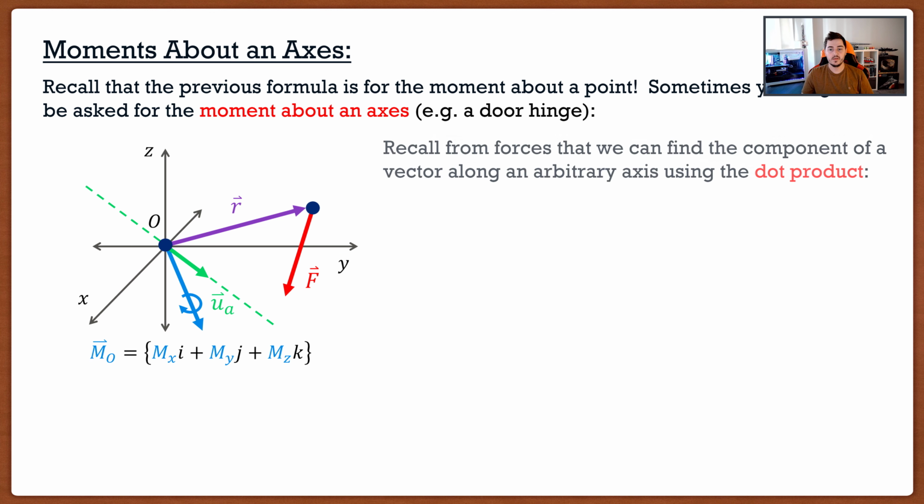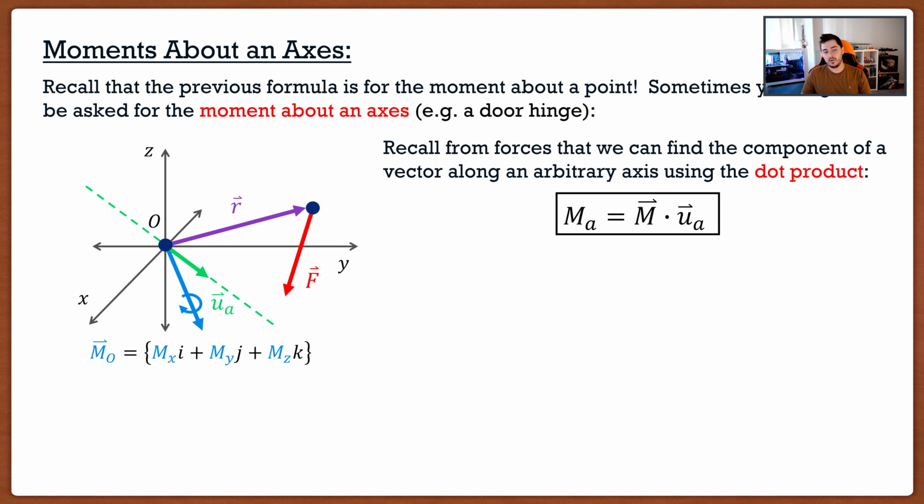Same as projections. So recall that from before, we can use dot product to find the component of a vector in an arbitrary direction. So if I want the moment about a particular axis, it sounds really scary, but all I have to do is take my moment vector and dot it with the unit vector that is defining that axis. There's only one trick that you guys need to know.